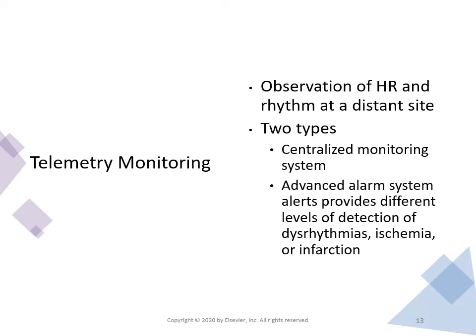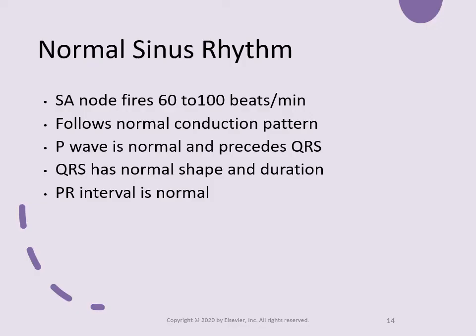Or we can have advanced alarm system alerts that provide different levels of detection of dysrhythmias, ischemias, and infarction. We see these mostly in the ICUs, where the nurses are responsible for direct observation of the rhythms and or dysrhythmias and or alarms that are displayed on the cardiac monitor.